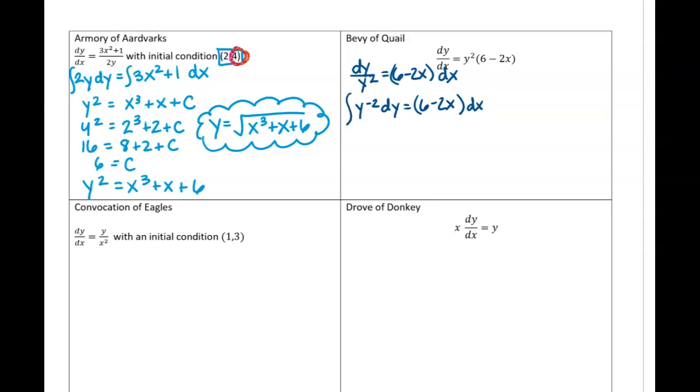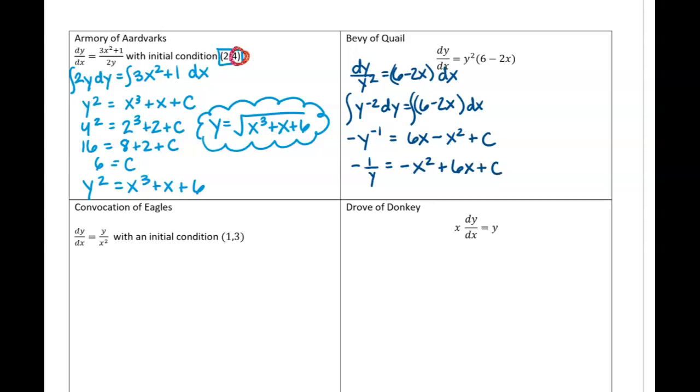And then we integrate, of course. And we get y to the negative first divided by negative 1, which will just make it negative, equals 6x minus 2x squared over 2, which is x squared, plus c. So this is negative 1 over y equals negative x squared plus 6x plus c.